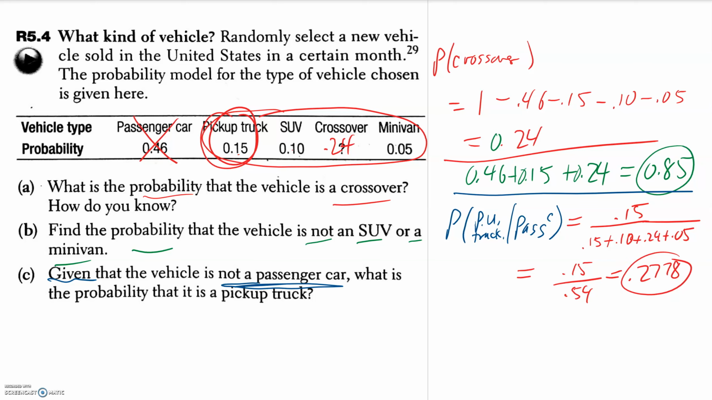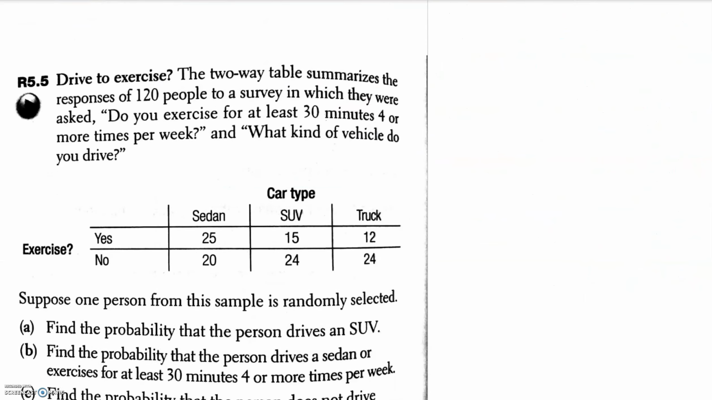So there you go. So keep in mind when they say given that, not a passenger car, you're narrowing things down. It's no longer out of the whole probability of 1. It's narrowed it down to only these 4. All right, so let's go ahead and move on to number 5.